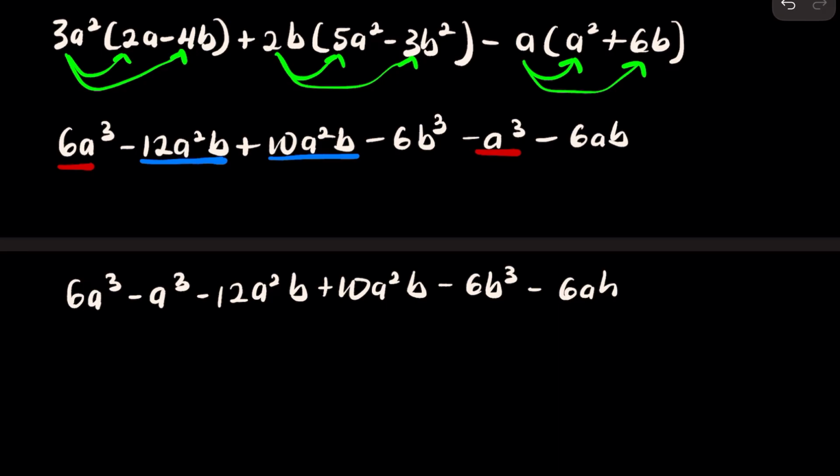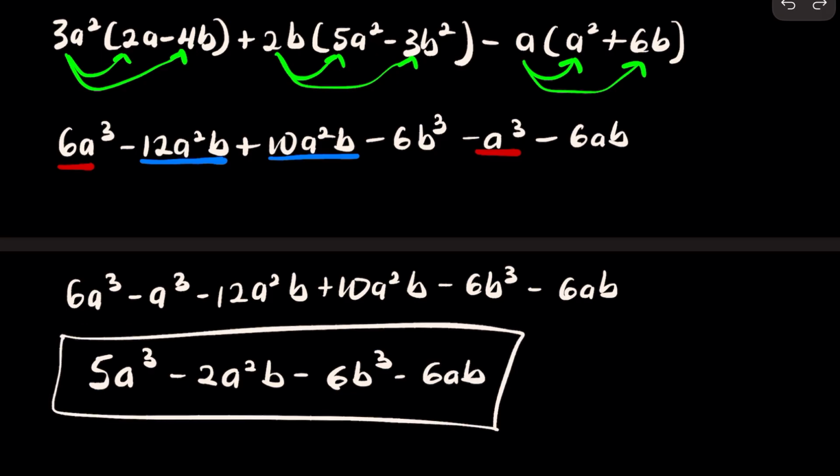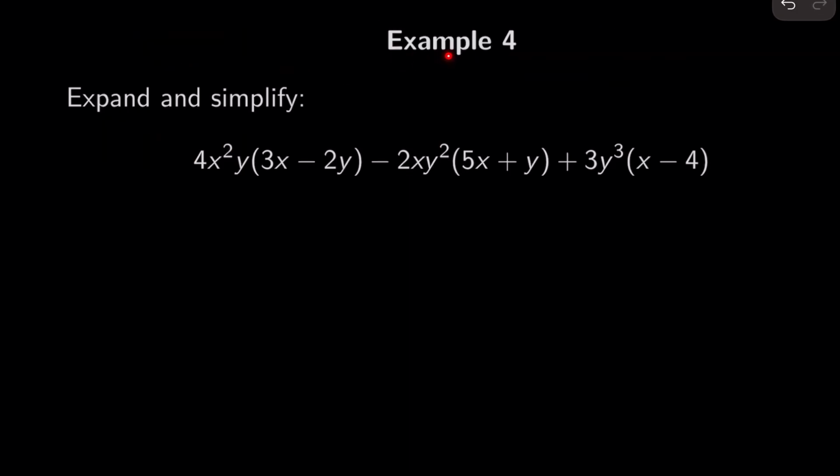minus 6ab, right? So adding these two, 6 minus 1 is going to be 5, so we have 5a cubed, and also minus 12 plus 10 is going to be minus 2. So we have minus 2a squared b, then minus 6b cubed minus 6ab, right? Hence our solution is given below. Example 4. Expand and simplify the expression given below.